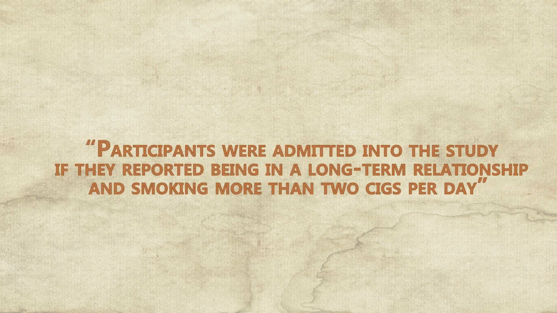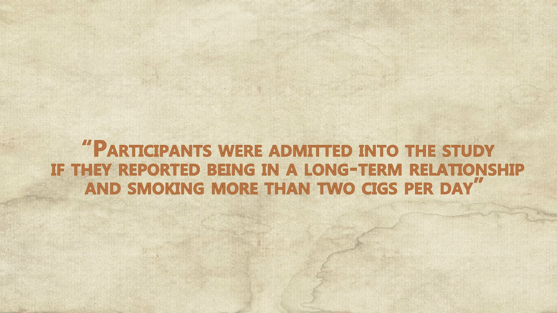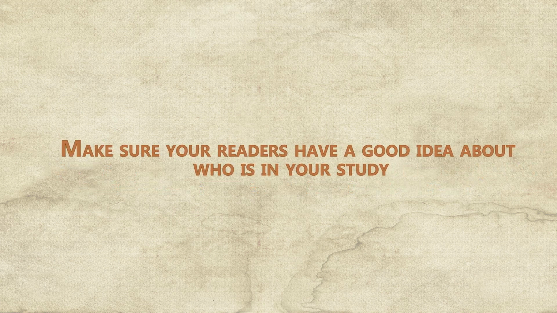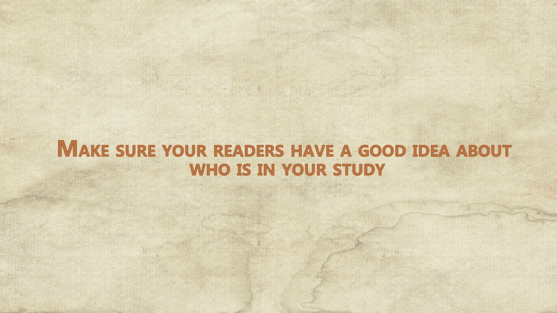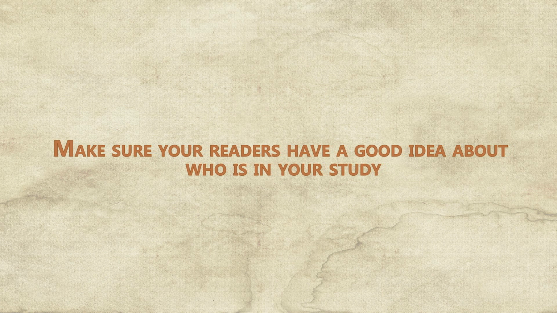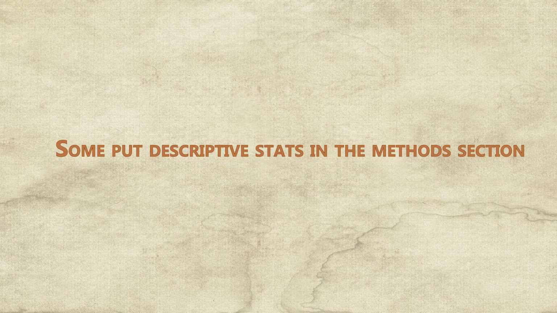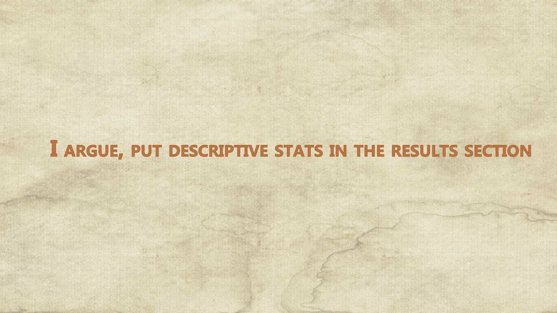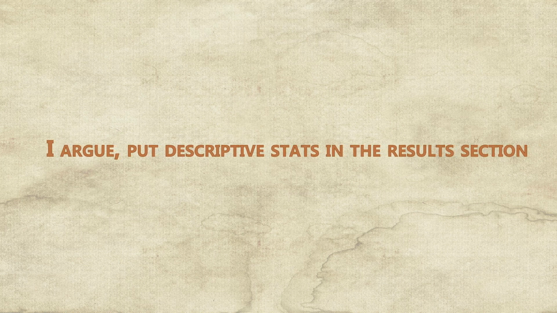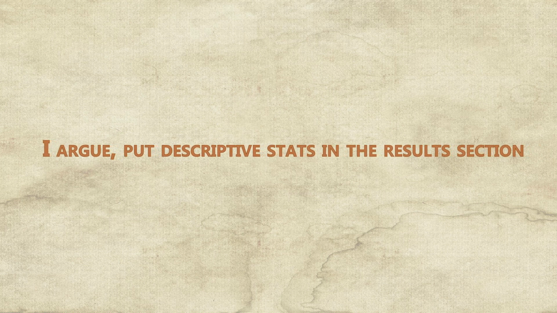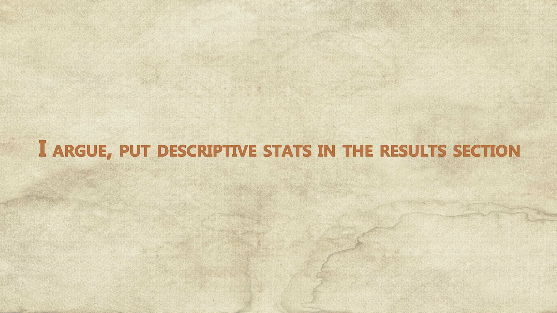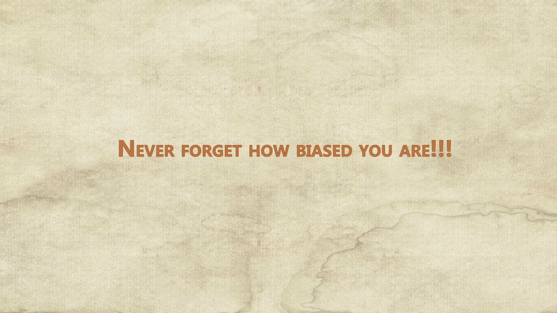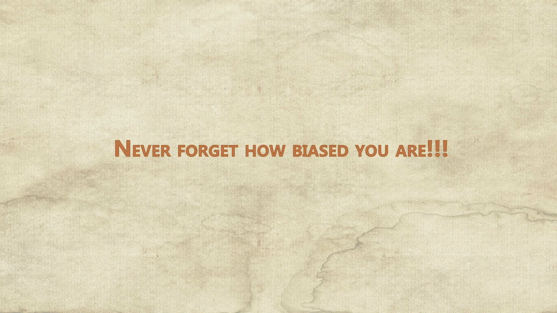For instance, participants were admitted into the study if they reported being in a long-term relationship and smoking more than 2 cigarettes per day. Now, any reader knows pretty specifically how I sampled my population and generally who was included in that sample. In some methods sections, you'll find researchers reporting all of the descriptive statistics for the sample. I'm not a big fan of this because I believe it's advantageous to write the methods section before you do the study and then make sure that you follow the methods section exactly. This helps to avoid accidentally playing with the data later or tweaking the study design in the middle of the study to find what you want.